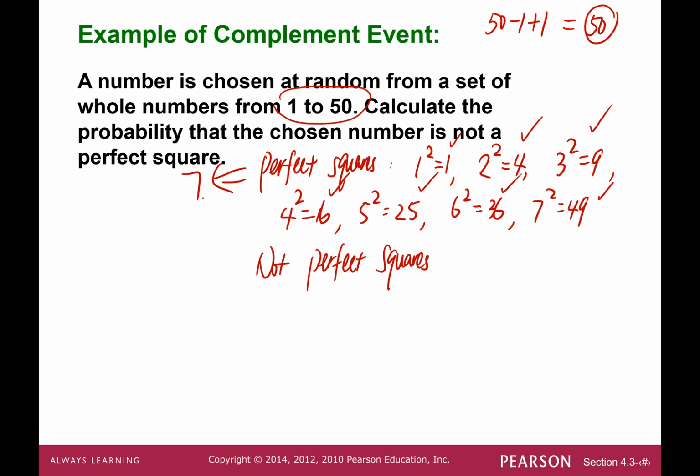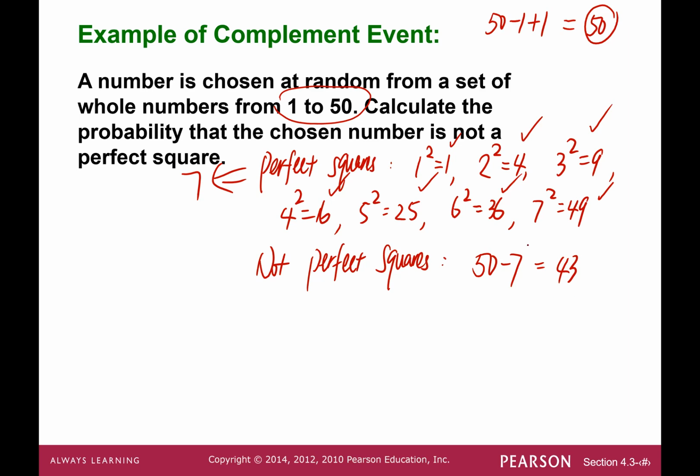So if you do not want to list all the not perfect squares, it has to be 50 minus 7, which is 43. So in this case, it will be a little bit easier to just count the perfect squares, because we only have 7 perfect squares compared to not perfect squares. I have 43 of them, and it would take a while to write out all those 43 numbers.